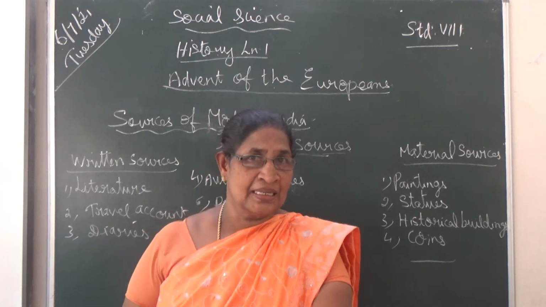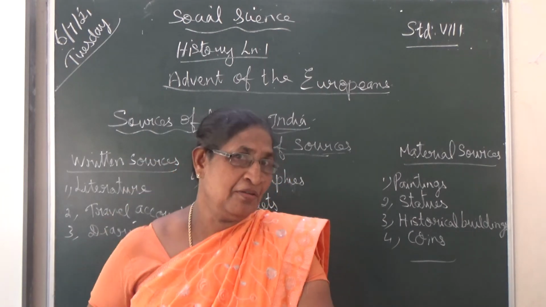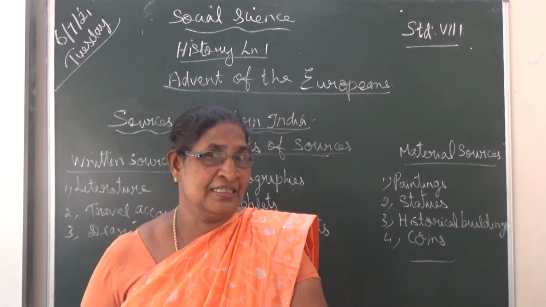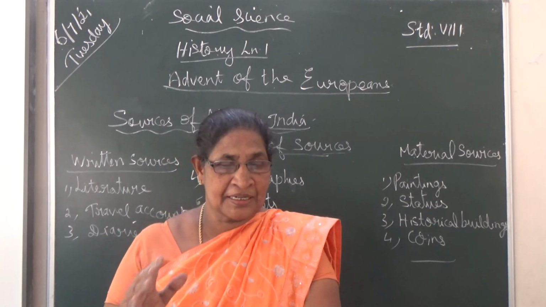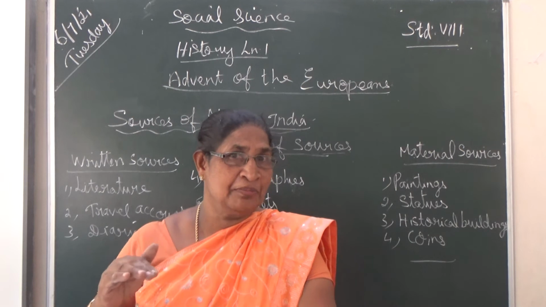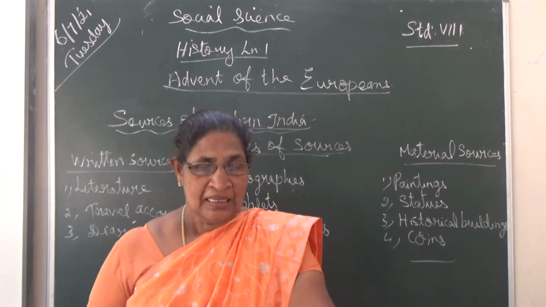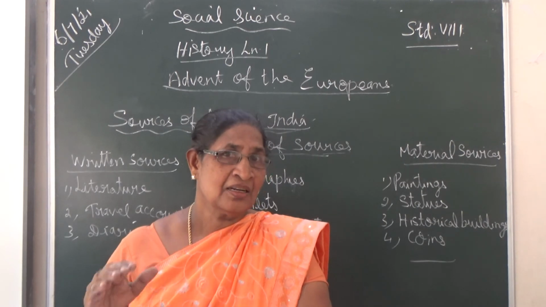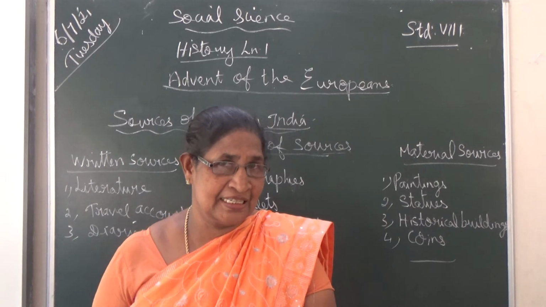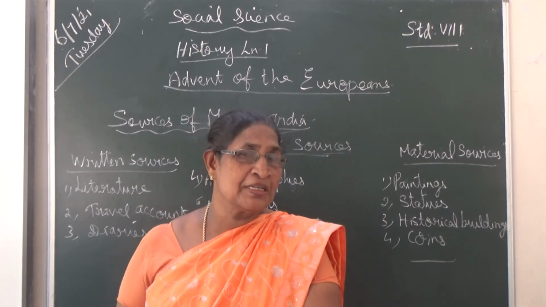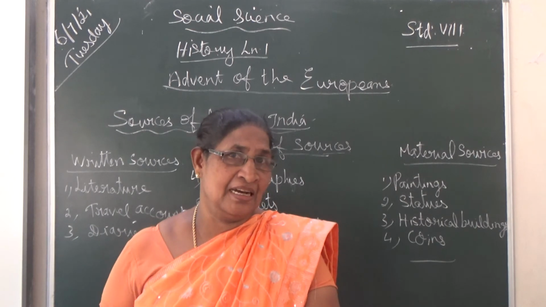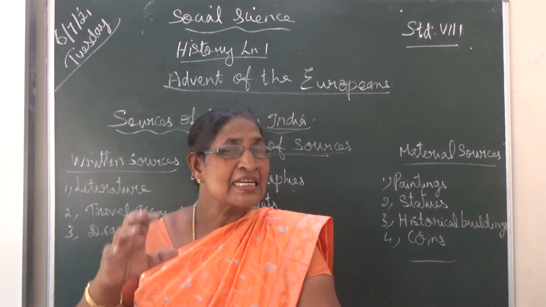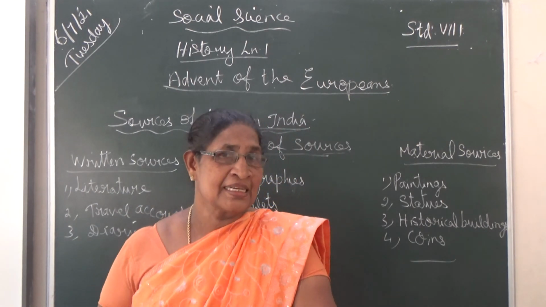First, the foreign travelers, traders, missionaries and civil servants left their accounts. Second, the Europeans who came to India recorded their official transactions in India, which help us to know about their relations in India: whether they were friendly with the Indian kings, or they fought with them.